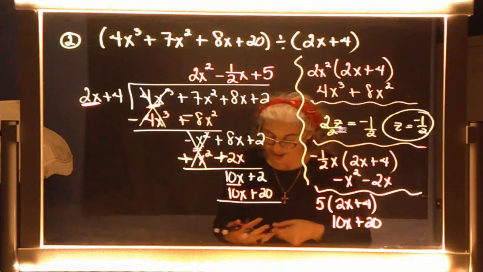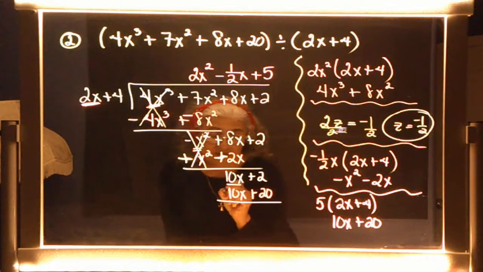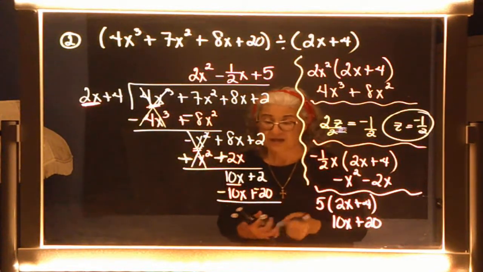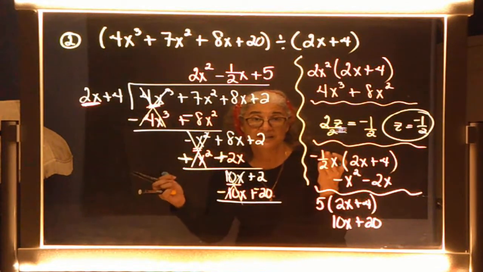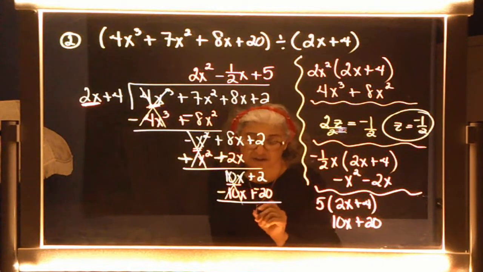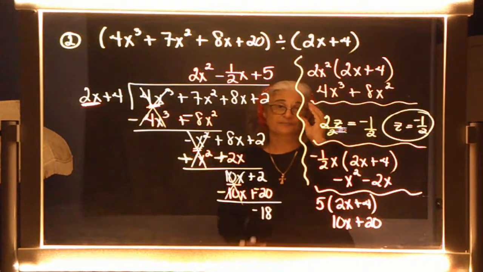And then what do you get to do? Excellent. You get to subtract, don't you? How many times? Twice. Minusing the 10x and minusing the 20. So, yay, the 10x's drop out. That was my goal, right? And now I have a positive 2 minus 20. Good, a negative 18. And I start all over again, don't I?